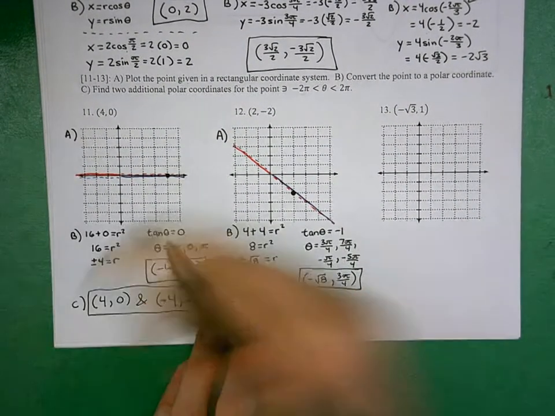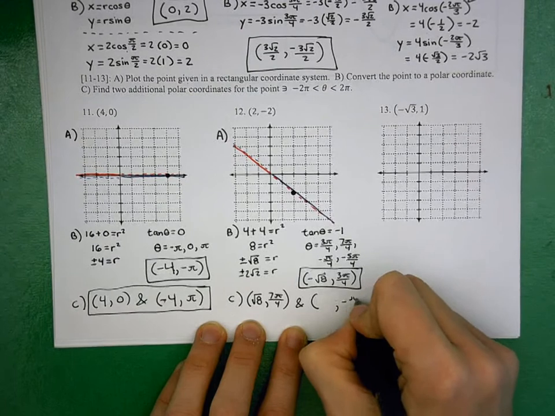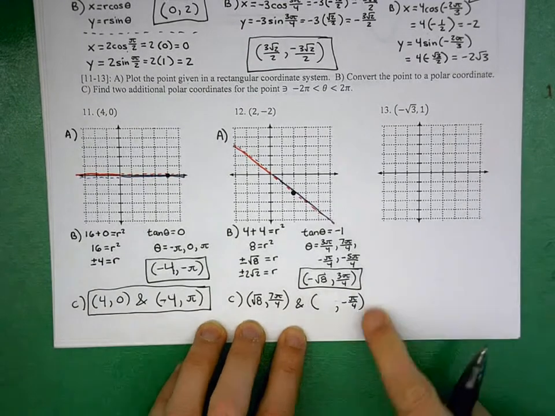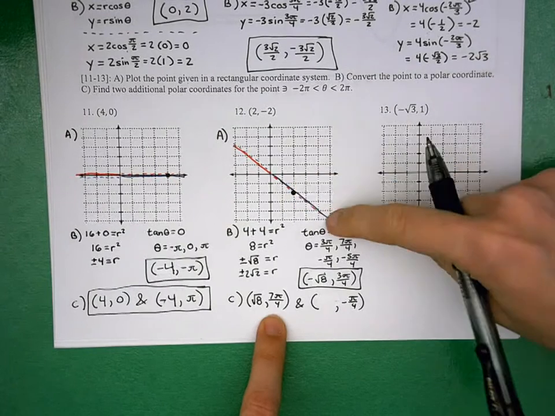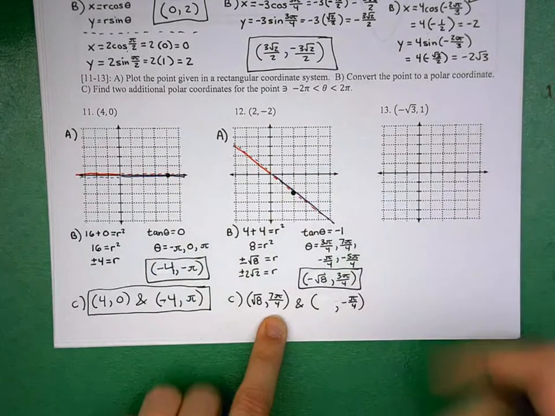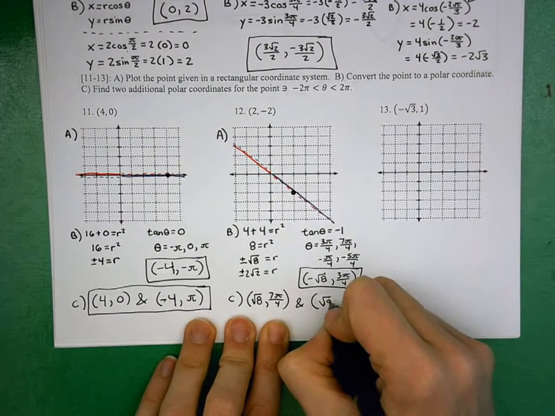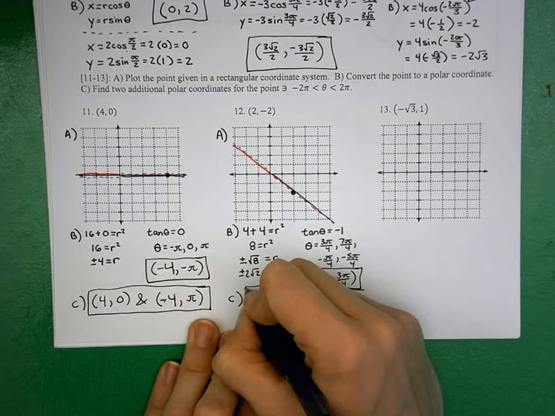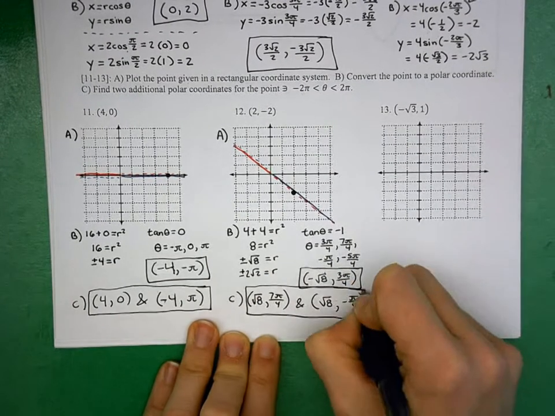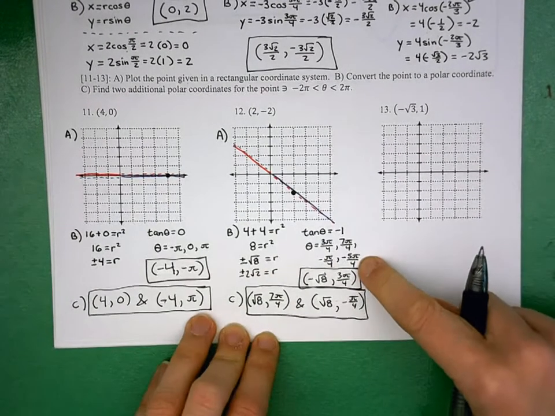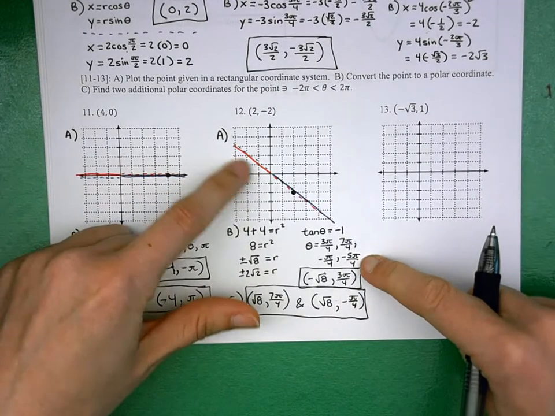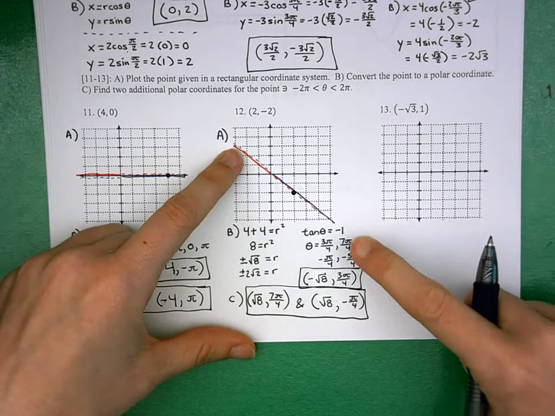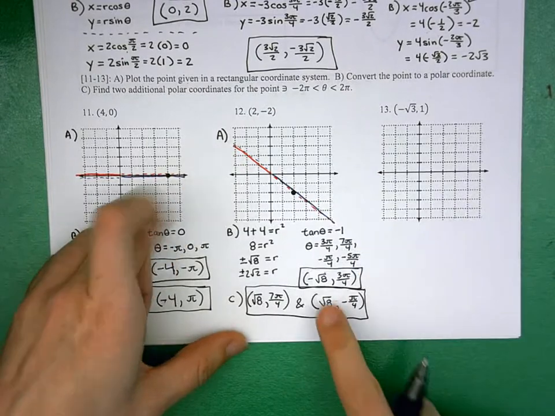Negative 5 pi over 4 has the same radial line as 7 pi over 4, the blue line here. And so again, I want a positive r for that one. If you did negative 5 pi over 4, it has the same radial line as 3 pi over 4, the red line. And so if you did negative 5 pi over 4, you'd have a negative radius, like the 3 pi over 4 did.